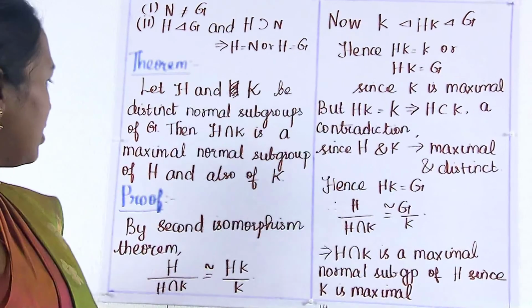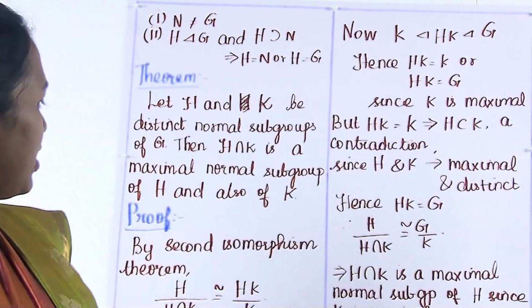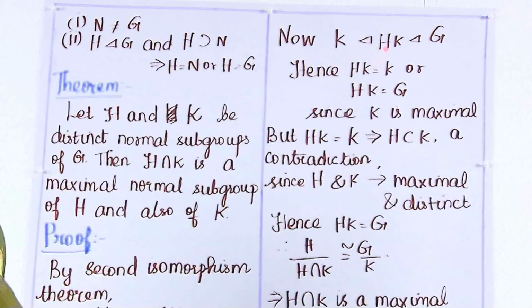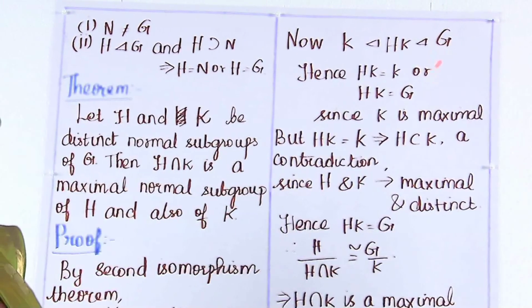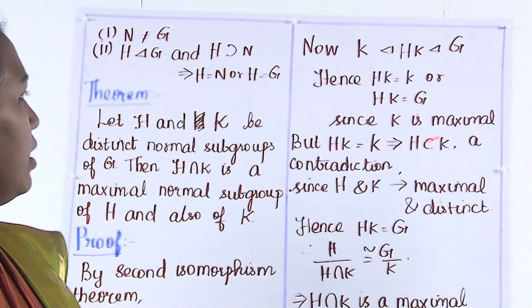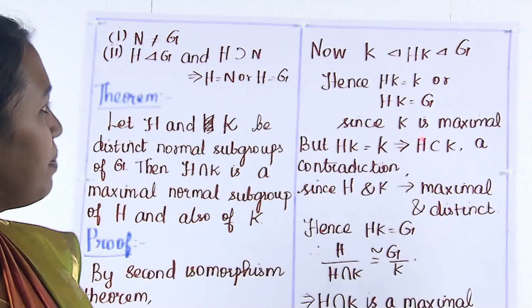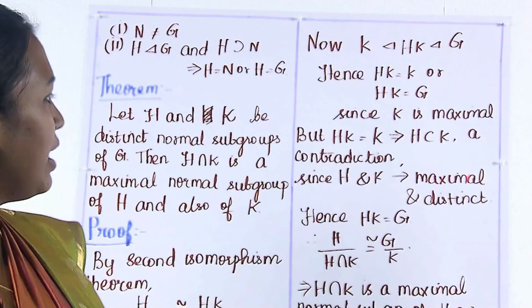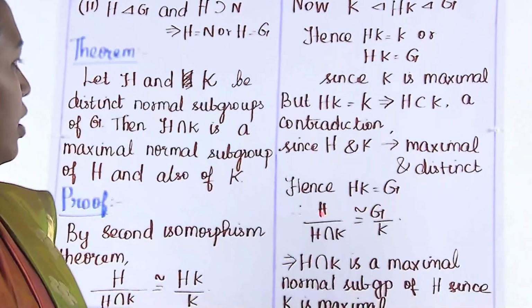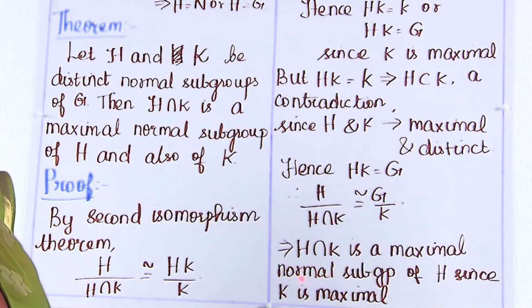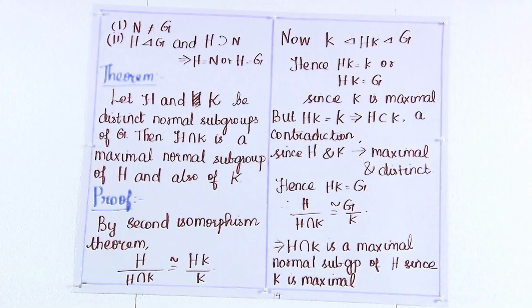The proof goes like this. By the second isomorphism theorem, H by H intersection K is isomorphic to HK by K. Now K is a normal subgroup of HK, which is also a normal subgroup of G. Now HK is equal to K or HK is equal to G, since K is maximal. But HK equal to K implies that H is a subset of K, which is a contradiction. Since H and K are maximal and distinct, HK is equal to G. This implies that H by H intersection K is isomorphic to G by K, which implies that H intersection K is a maximal normal subgroup of H since K is maximal.